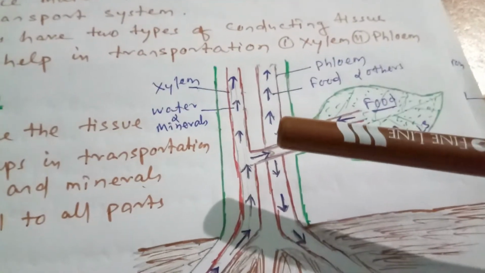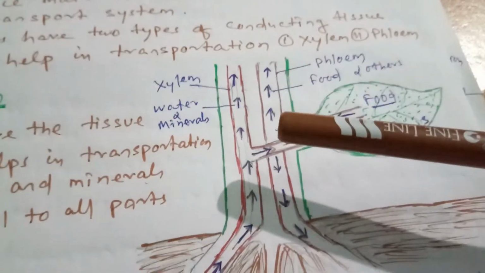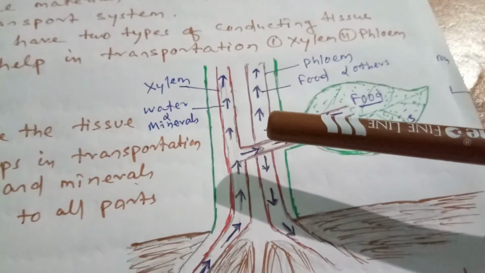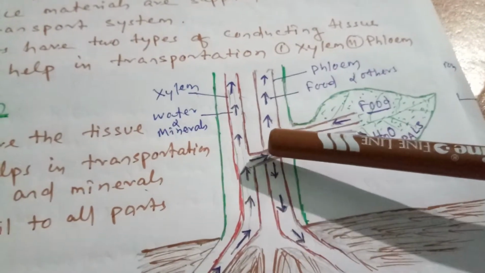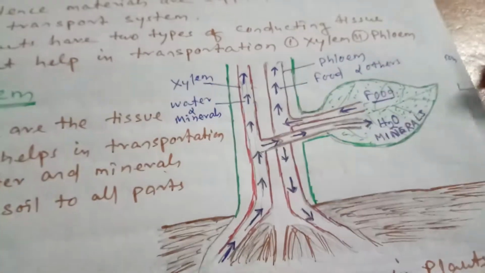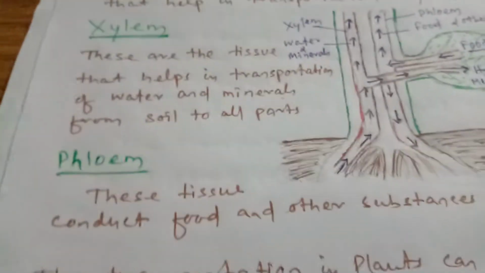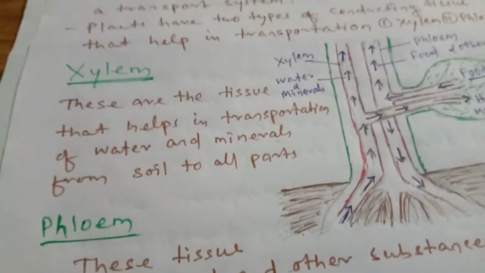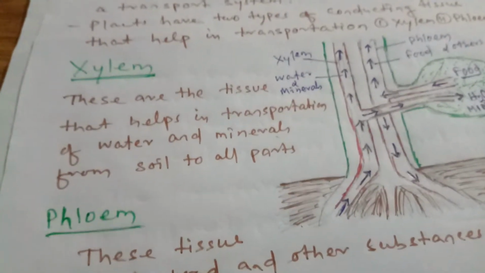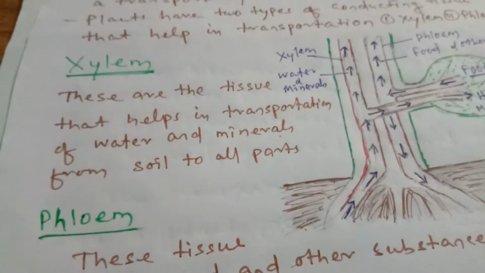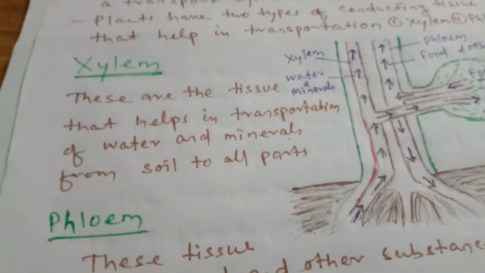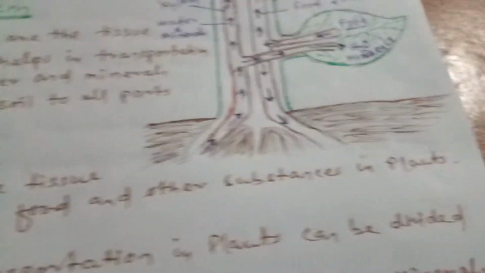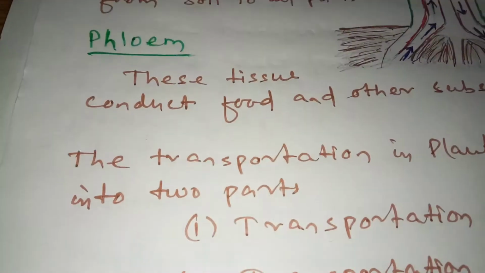Now we will discuss in detail how the transportation exactly occurs in plants, how plants conduct all the materials required for them. Students, look at the xylem and phloem definitions. The tissue that helps in transportation of water and minerals from soil to all parts is known as xylem. Then phloem, this tissue conducts food and other substances in plants.